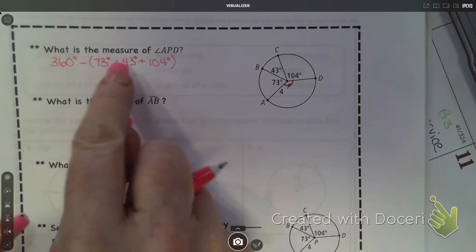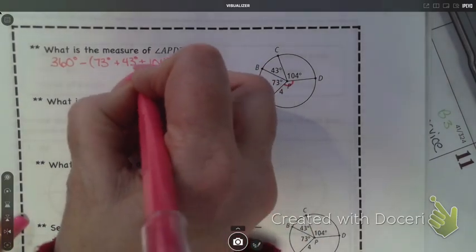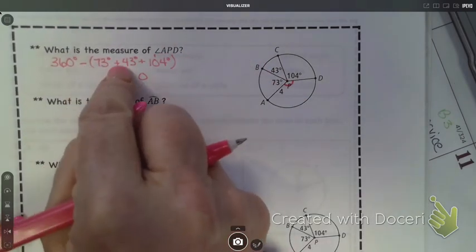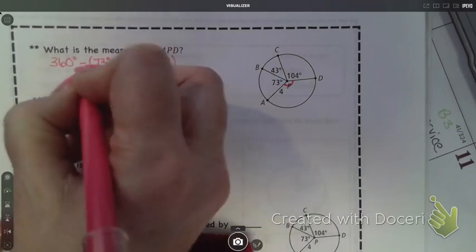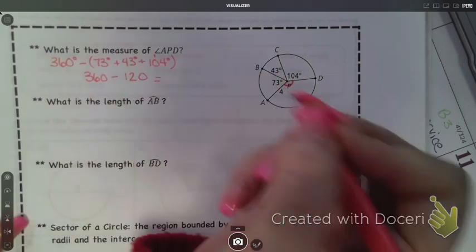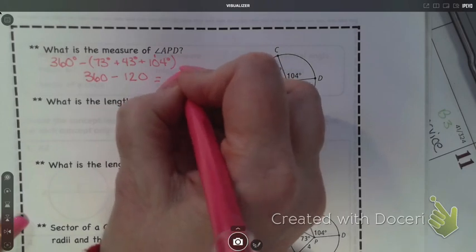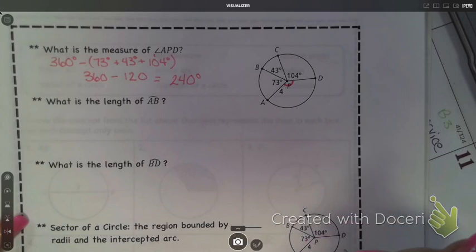Okay, so 3 plus 3 is 6 plus 4 is 10. So 0, carry 1. So 11, 12. So 120. So 360 minus 120 is 240 degrees. That wasn't hard, was it?